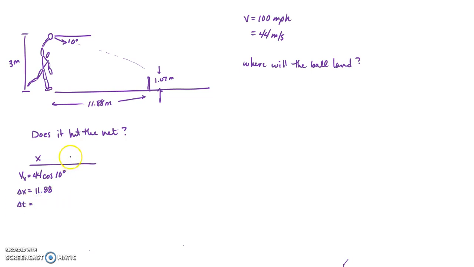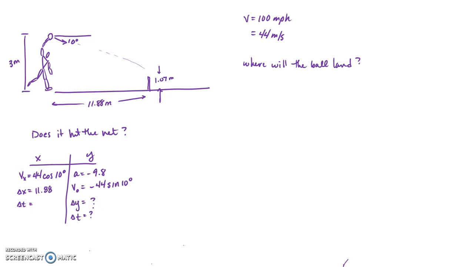Hey, look, it presents itself pretty nicely. And if I look at my y-plane, I know that my acceleration is that good old negative 9.8. I know that my initial velocity in the y-plane is going to be negative because it's a downward component, 44 sine of 10 degrees. And I do not know the time, and I do not know this vertical component. So all unknowns. So now I can start solving.